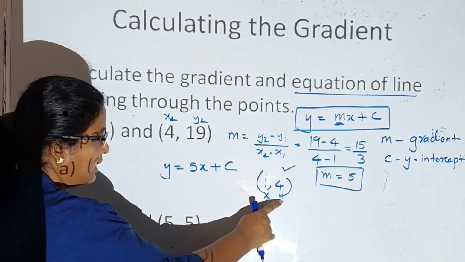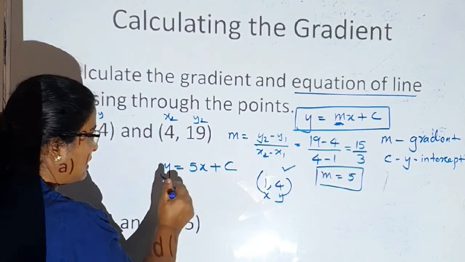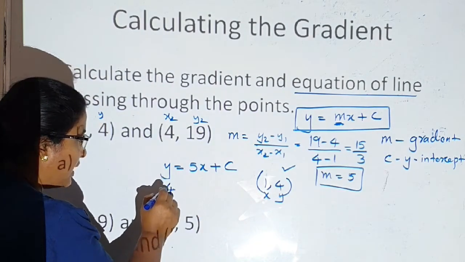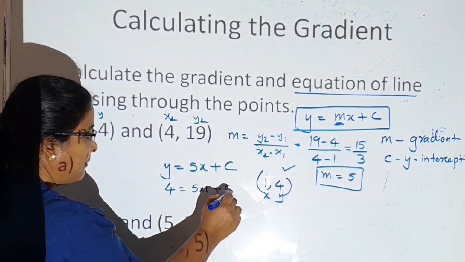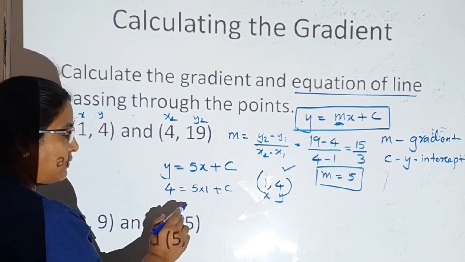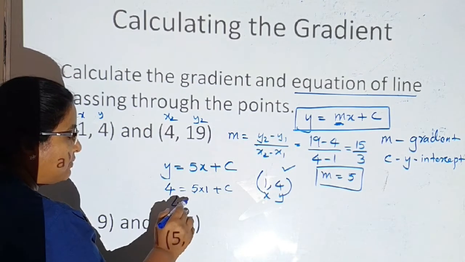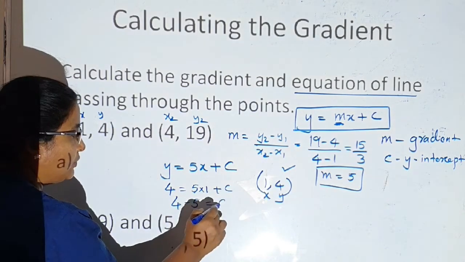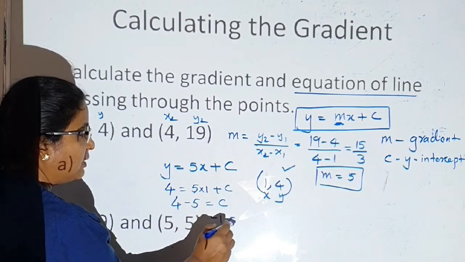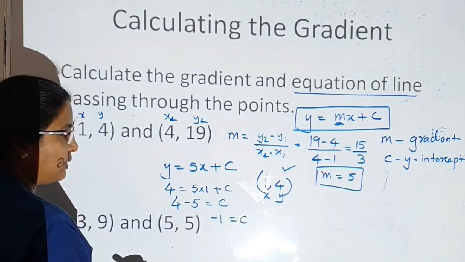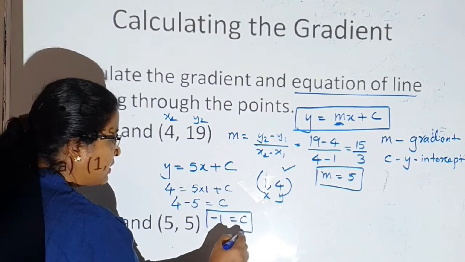So y is 4 and x is 1. In place of y I write 4, x is 1, 5 times 1 plus c. So 5 times 1 is 5. So 4, bring this 5 to the left side, which gives 4 minus 5. 4 minus 5 is negative 1. So the value of c is negative 1. So we got the value of c also.